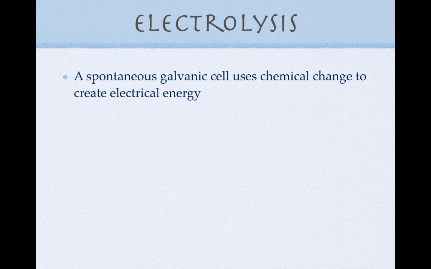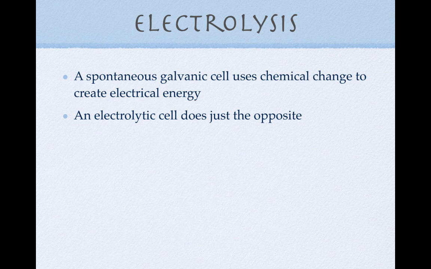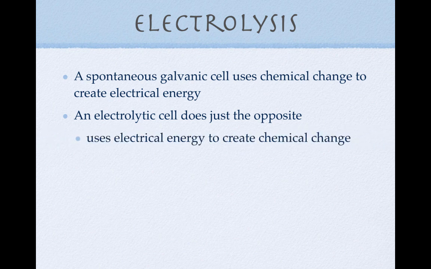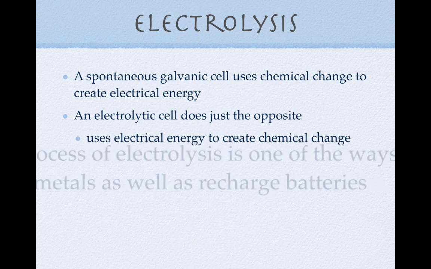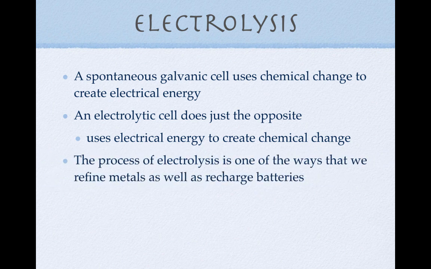Now another interesting concept in electrochemistry is something that is called electrolysis. Now electrolysis is just the opposite of a galvanic cell, an electrolytic cell. And when we're using a spontaneous galvanic cell, it uses that chemical change to create electrical energy. Now an electrolytic cell does exactly the opposite of that. It uses applied electrical energy in order to create chemical change. And so as a result, this is a non-spontaneous reaction. We are forcing a reaction to go in a direction that we want it to, not necessarily the direction that nature wants it to. And the process of electrolysis is very important in industry.